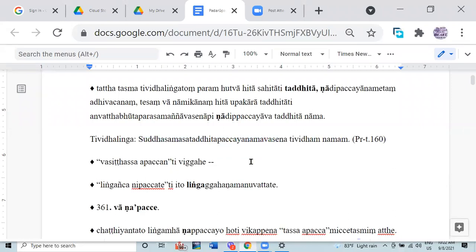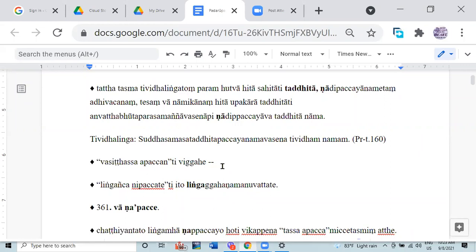Yeah. So my question is about the word tadita pachaya nama. Why do we have to say tadita pachaya nama? Why don't we say tadita nama? Yes, I expected this question too.